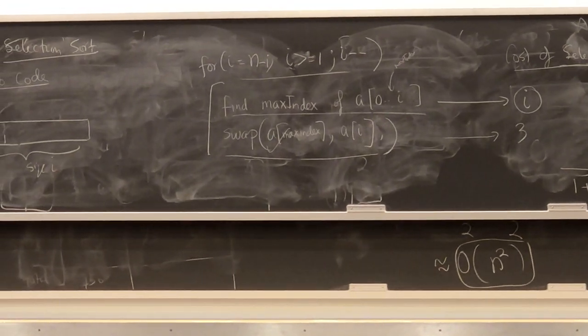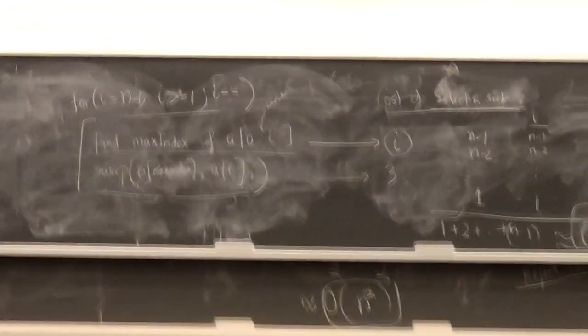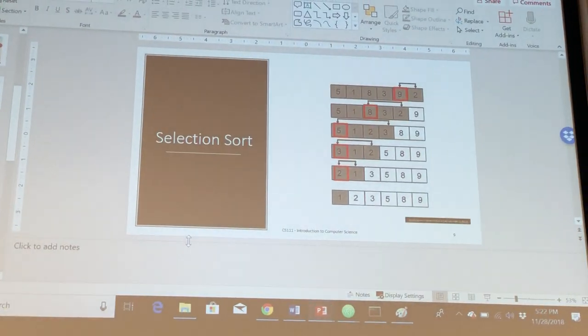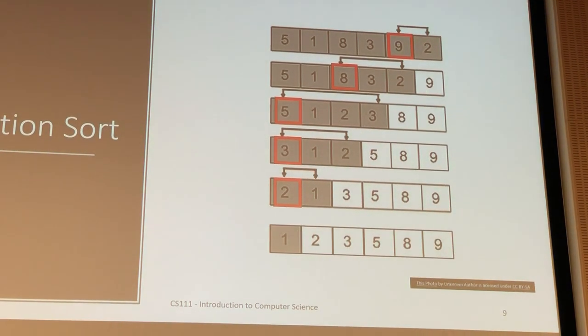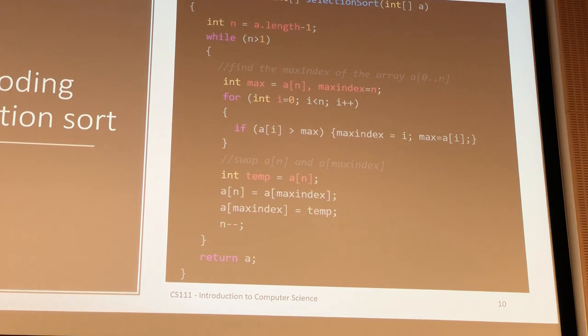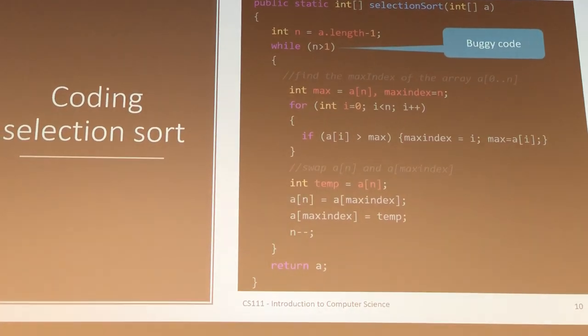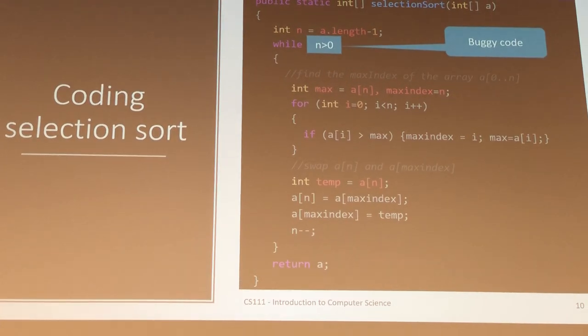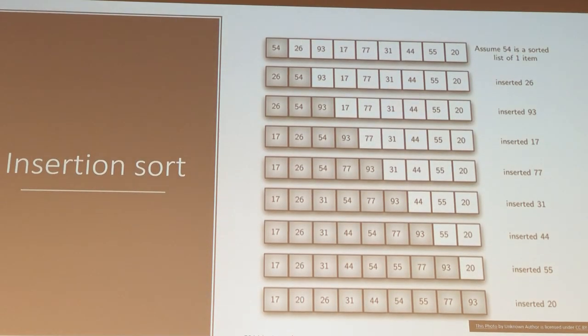Okay. All right. I'm trying to do this in a more detailed way so that you can hopefully get hold of this idea, since it's really needed for the next assignment. So here's the selection sort. It's a little bit different from what I want, but I'm not going to go through that. I did the counting operations. I'm going to skip through that.